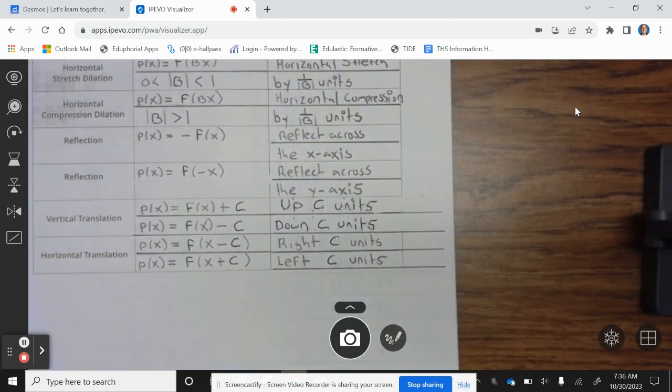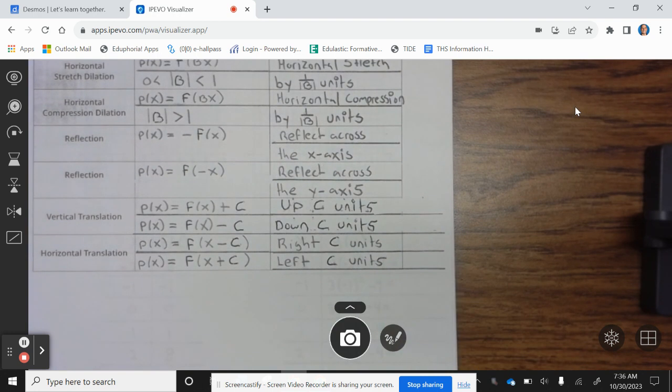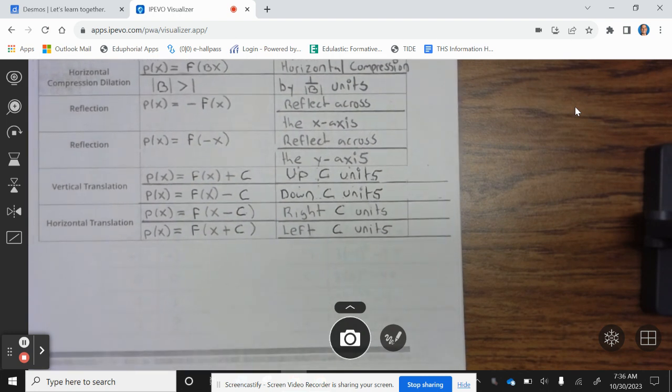Reflection. P of x equals negative f of x. That's a reflection across the x-axis. When p of x equals f of negative x, it's a reflection across the y-axis. Vertical translation. When p of x equals f of x plus c, it's up c units. When p of x equals f of x minus c, it's down c units. Horizontal translation. P of x equals f parentheses x minus c, it's right c units. When p of x equals f parentheses x plus c, it's left c units.